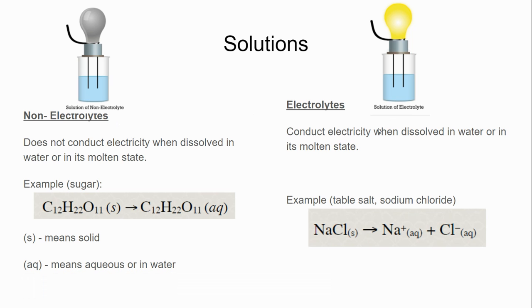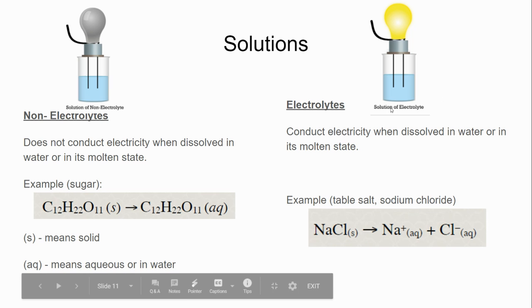So non-electrolytes and electrolytes. Okay, these little symbols, you see this S and this AQ. S means it's a solid, AQ means it's aqueous, or in water. You'll notice that if you take sugar and you put it in water, it stays the same, it does not break into ions, whereas sodium chloride, table salt, starts as a solid, and you put it in water, it becomes ions in solution.